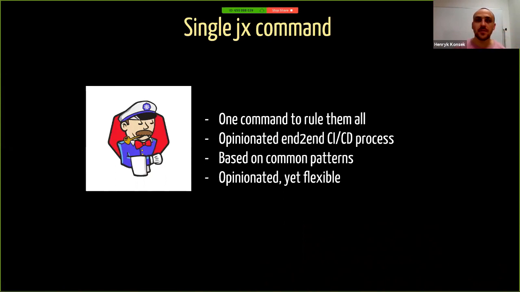And Jenkins X is highly opinionated. It creates CI/CD pipelines in a way that follows well-established patterns, for example DevOps patterns from the Accelerate book, which is an awesome book, by the way. I highly recommend reading it if you are a DevOps enthusiast.